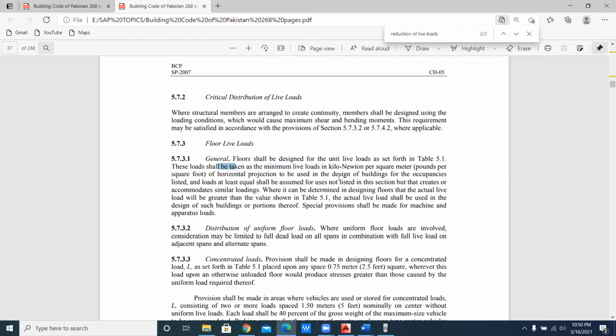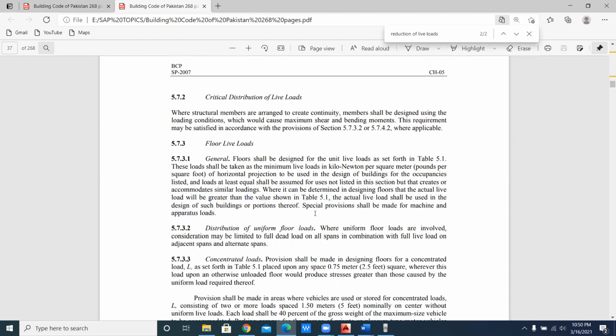However, where a structure is used in the design of a building for the occupancies listed, loads at least equal shall be assumed for uses not listed in this section but that create or accommodate similar loading. Where it can be determined in designing a floor that the actual live load will be greater than the value shown in Table 5.1, the actual load shall be used in the design of such building or portion thereof.